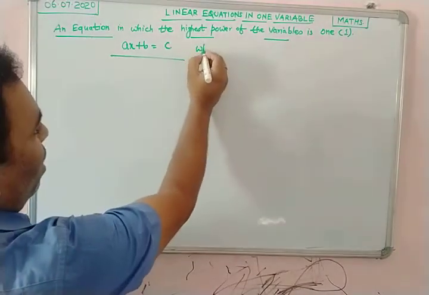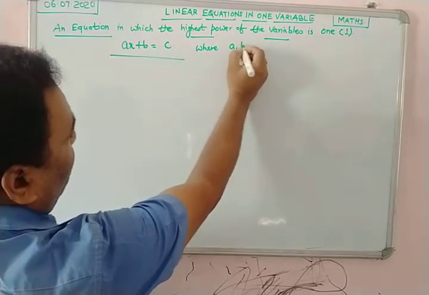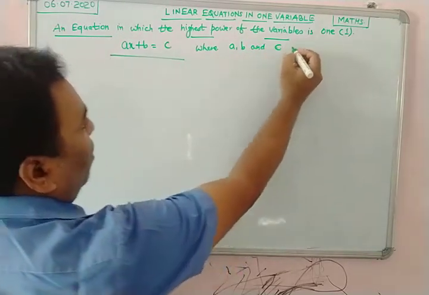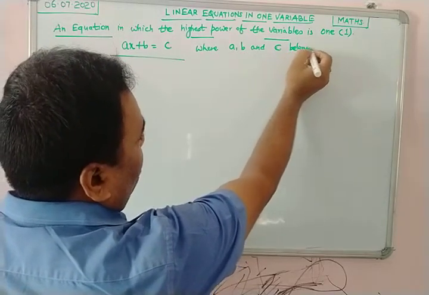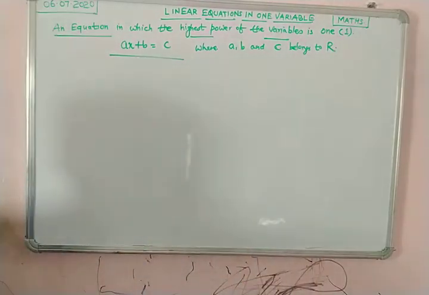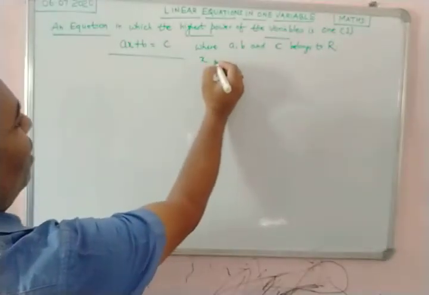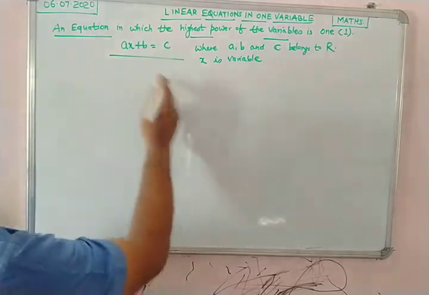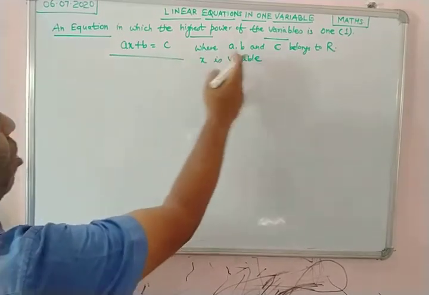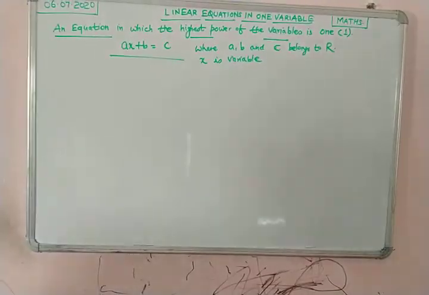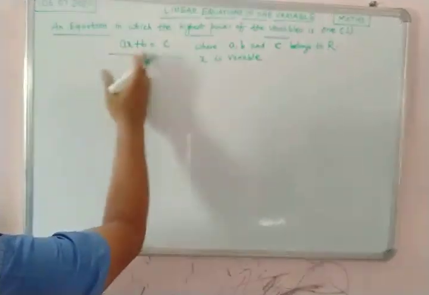Now where a, b and c belong to real numbers. And x is variable. A, B, C, all these are real numbers: 1, 2, 3, 5, minus 1, minus 2, minus 3, like that. And x is variable here.